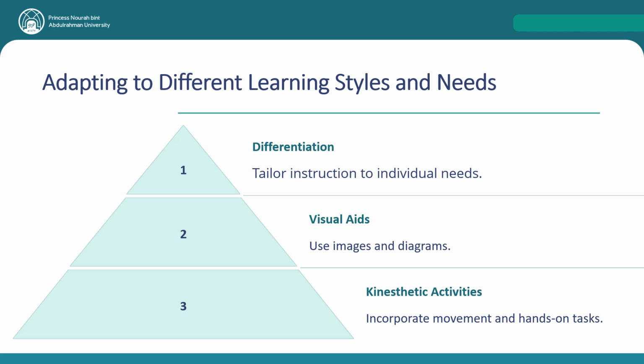2. Visual aids. Use images, videos, and real-world examples. Example, show a market scene when teaching shopping vocabulary. 3. Kinesthetic activities. Incorporate movement and real-world practice. Example, have students act out ordering food in a restaurant.